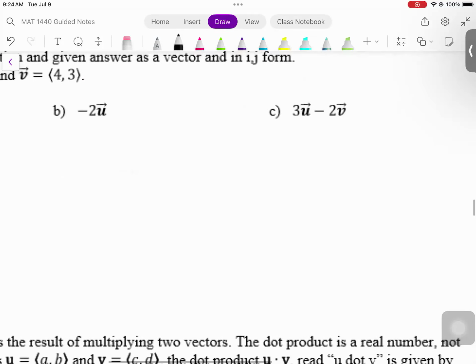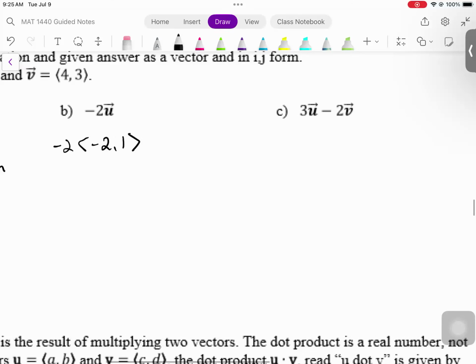Next is -2 times vector u. So we've got -2 times that vector, ⟨-2, 1⟩, and we're going to basically distribute. -2 times -2 is +4. -2 times 1 is -2. And there's the vector in position vector or component form. And then to set it up in IJ form, this would be 4i minus 2j.